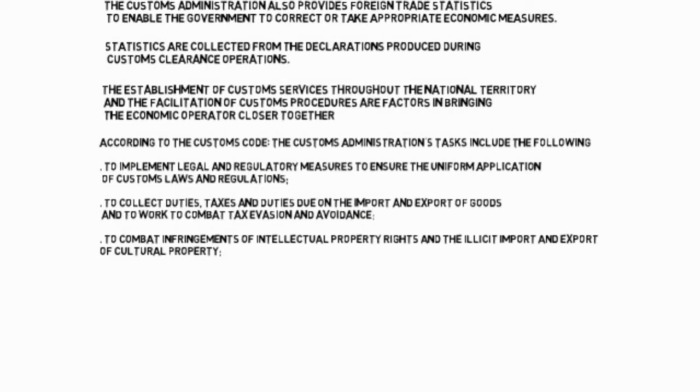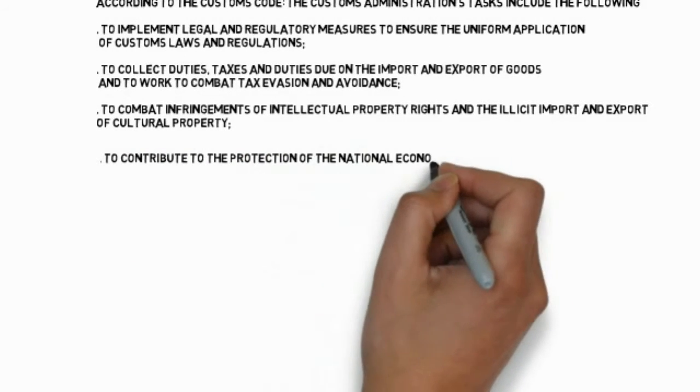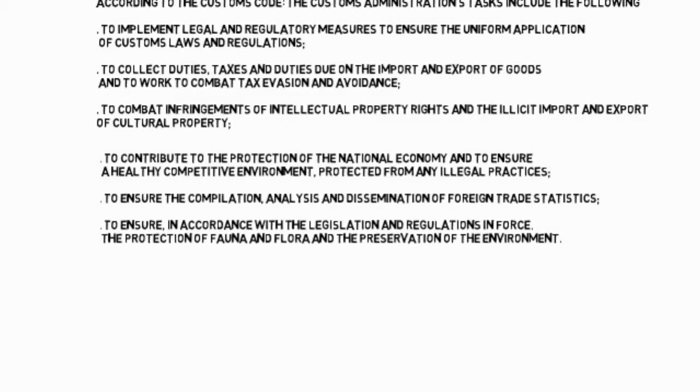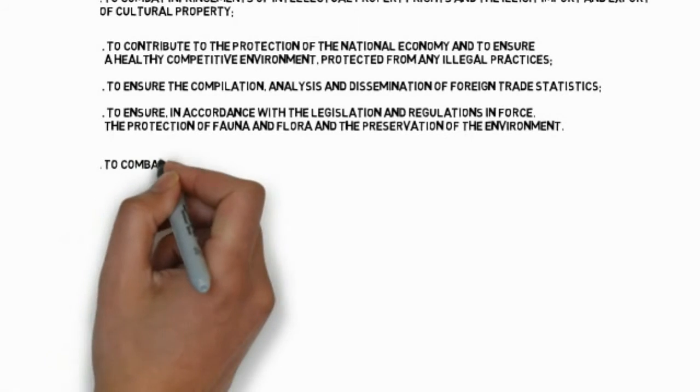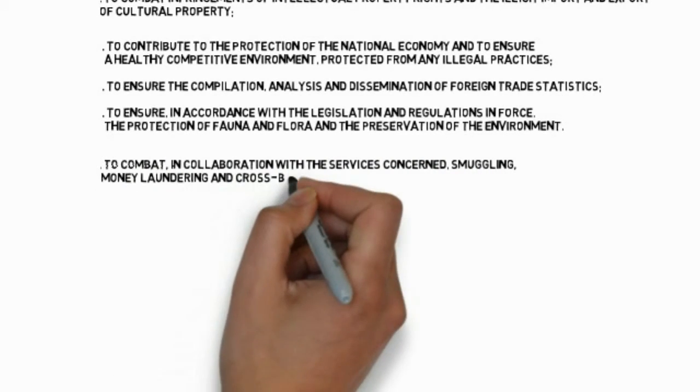regulatory measures, to ensure the uniform application of customs laws and regulations, to collect duties, taxes and fees due on the import and export of goods, and to work to combat tax evasion and avoidance, to combat infringements of intellectual property rights and the illicit import and export of cultural property, to contribute to the protection of the national economy, and to ensure a healthy competitive environment, protected from any illegal practices, to ensure the compilation, analysis and dissemination of foreign trade statistics, to ensure, in accordance with the legislation and regulations in force, the protection of fauna and flora and the preservation of the environment.